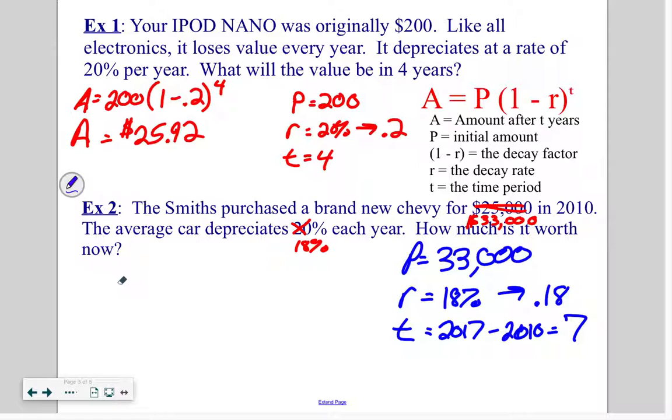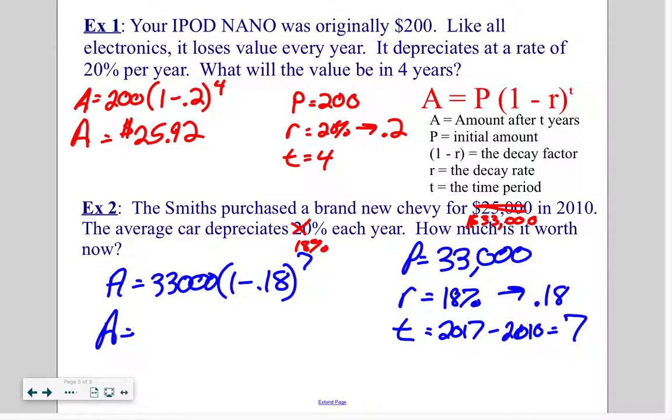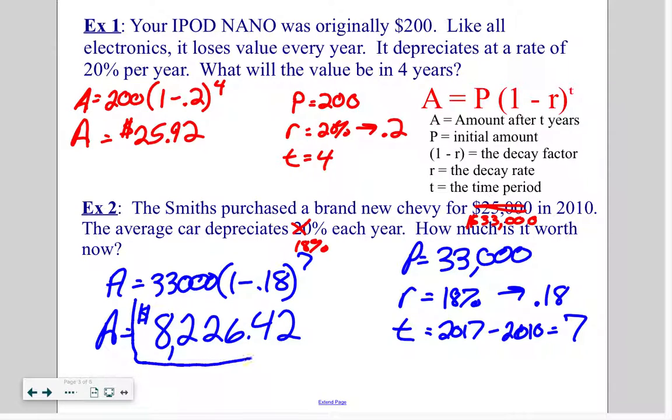So here we go. Our answer, or the amount that the car is worth now, will be equal to 33,000 times 1 minus 0.18, because we're losing that 18% every single year for 7 years. So what you should be getting here is $8,226.42. Keep in mind, that's not how much they lost in value. That's how much the car is worth now. About 8,000 bucks.